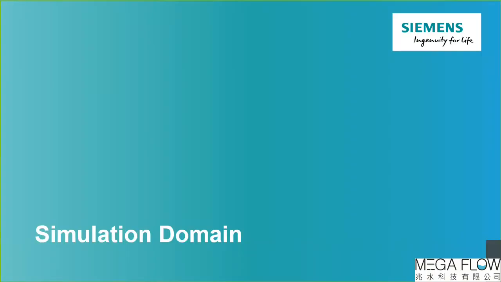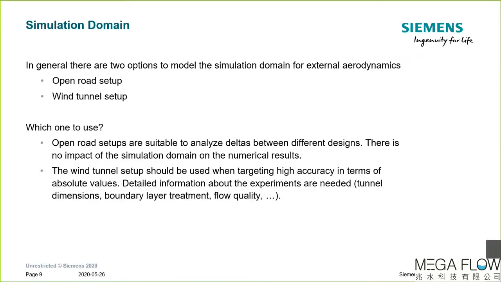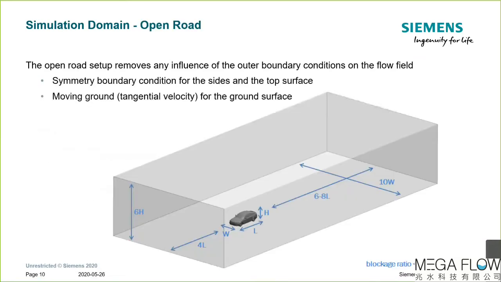Simulation domain. Okay, so as we all know, there are basically two approaches when it comes to a simulation setup for external aerodynamics. So the first one is basically open road, and the other one is the wind tunnel setup. So the open road setup is basically, as you can see here, a big box, right? So the goal is really that you have the boundary conditions far away from the vehicle, so that you have no influence from the boundary conditions on the flow field, on the final result. And this setup is good to predict deltas and rankings. The other story is when you're targeting absolute values.